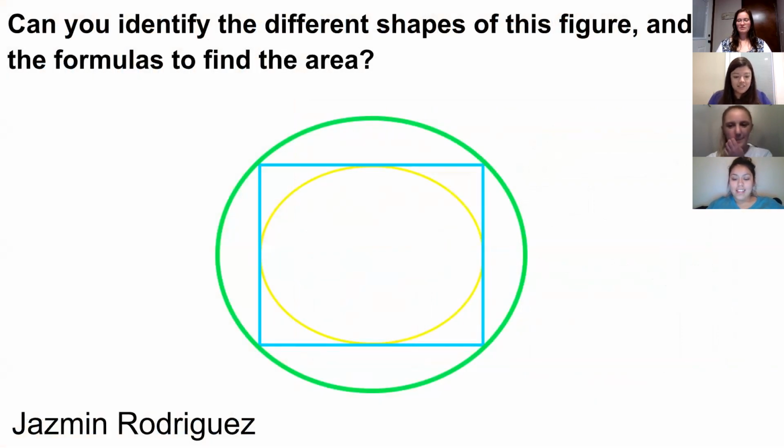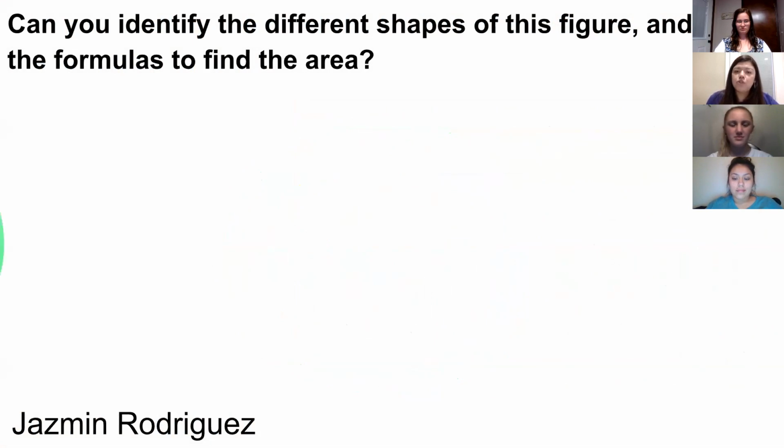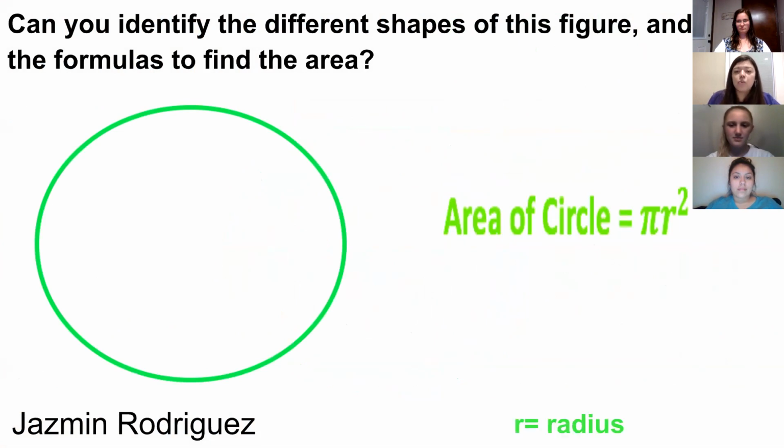Jasmine, what are the different types of shapes in the figure, and can you tell me the formulas to use to find their area? Yes, Jessica, of course I can. First, there are going to be 2 circles in this figure. We'll go ahead and just use one circle for the purpose of this question. In order to find the area of a circle, we will use the formula pi r squared, where r represents the radius of the circle, which is the same thing as half of its diameter.